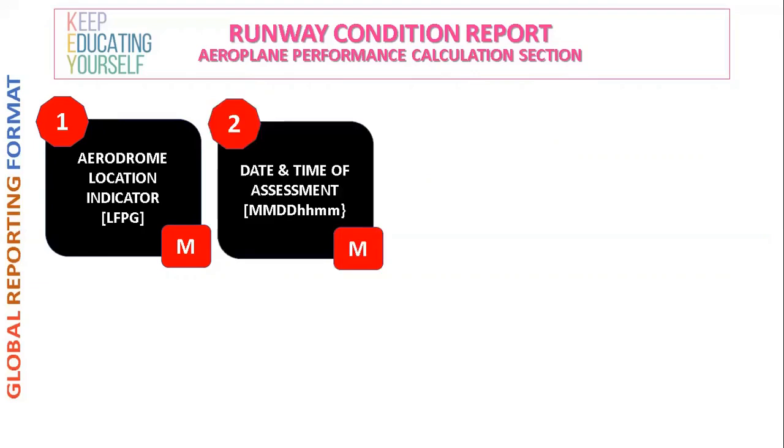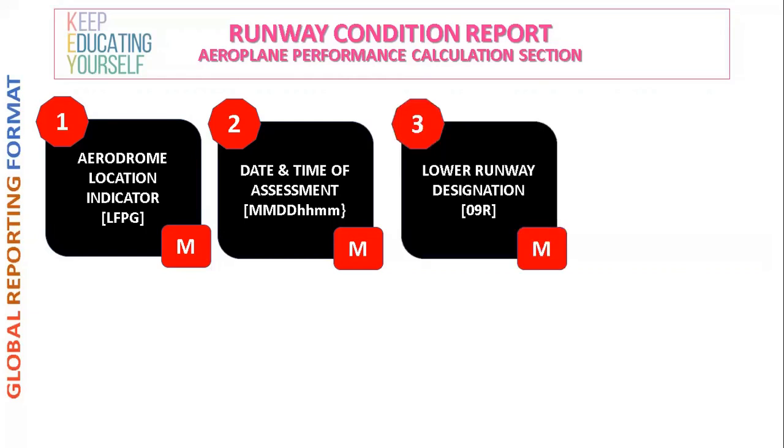Second element, date and time of assessment. It will be done in UTC. Information is mandatory again. Format: first MM is month, DD is date, HH is hour, MM is minutes. So September month 09, then date of assessment, suppose 11/11, time 1357. So it will come like this.